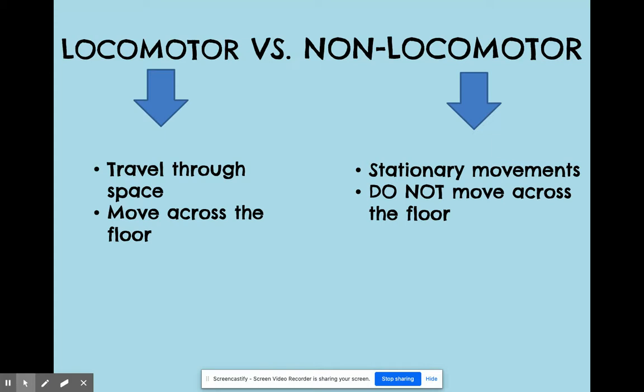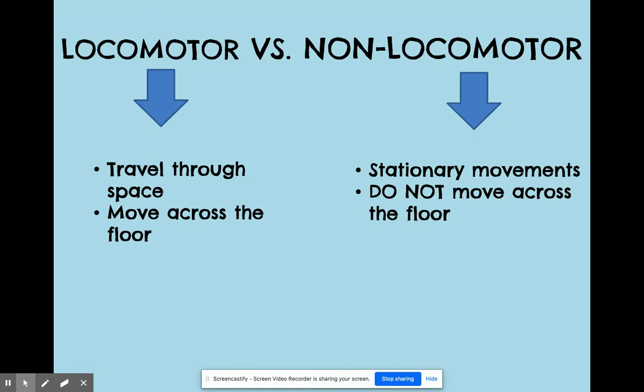when there is a plan put into the dance. So, there are 2 main types of dance. We have locomotor and non-locomotor. Locomotor is when you move through space. You are traveling across the floor. So most dances are going to fit in the locomotor category.